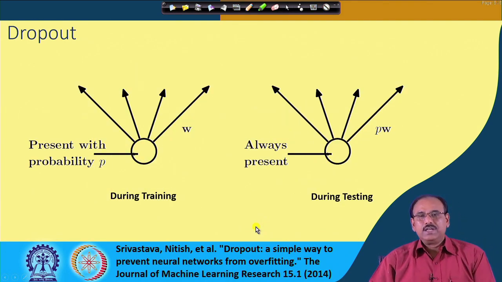This slide shows how the dropout mechanism is actually implemented. During training, the different nodes are present in the network with a certain probability p, or they are dropped out with a probability 1 minus p. But during testing, there is no dropout. All the nodes are present in the network during testing time and during inferencing time.